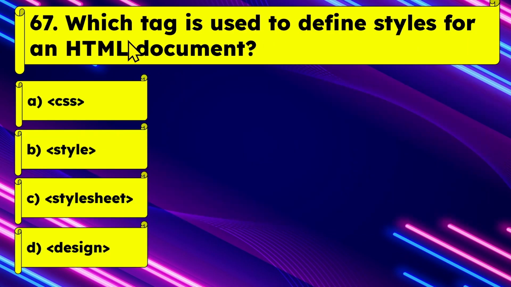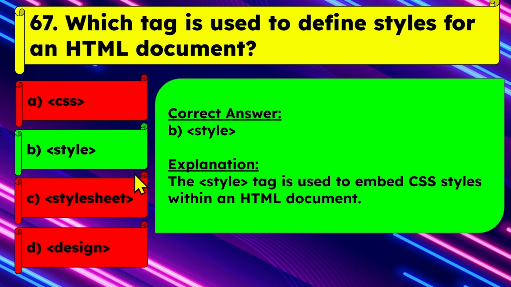So next question is, which tag is used to define styles for an HTML document? We have our four options: CSS, style, style sheet, or design. So here the correct answer is option B, style tag. You can see the style tag is used to embed CSS styles within an HTML document.